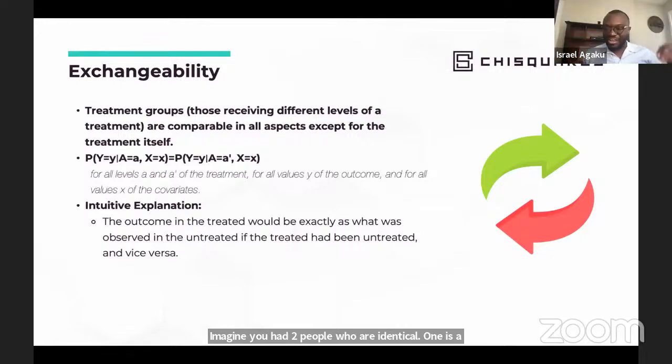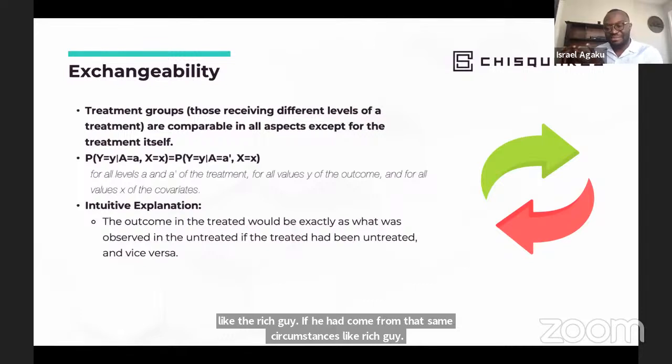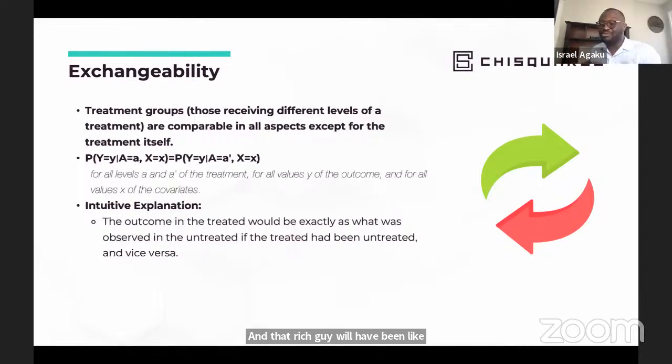We're saying that the beggar would have been exactly like the rich guy if he had come from the same circumstances, and that the rich guy would have been like the beggar if he had the same circumstances. That's what we're saying, right? So they are exactly the same. The only thing that differs between the two of them is their backgrounds.